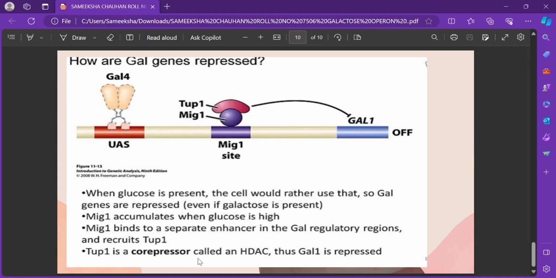So here the GAL1 is being repressed because of the HDAC, which results in tight chromatin conformation and recruiting more of the inactive gene. And now the glucose is being utilized. So moreover, galactose operon is this that I have discussed.